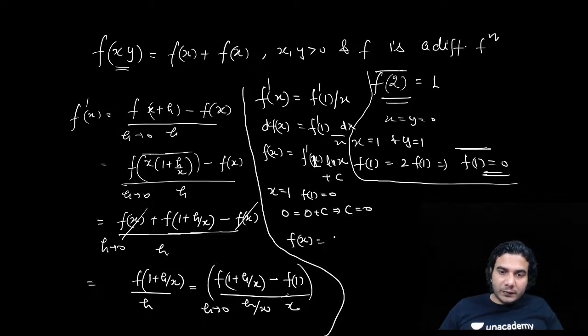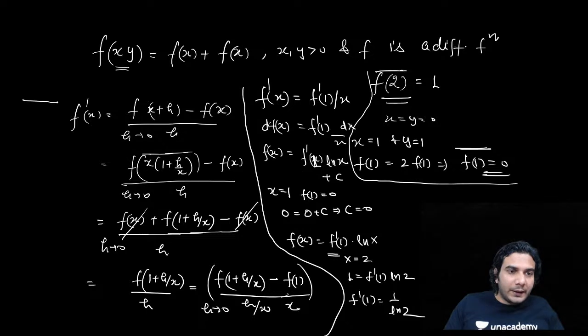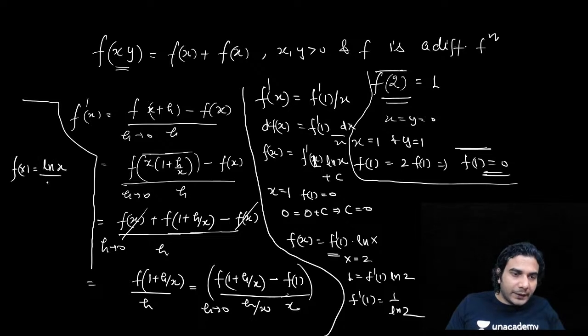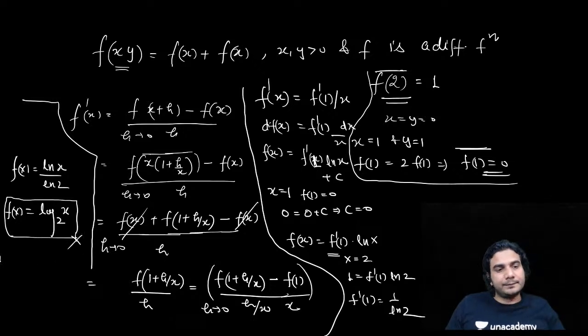Then you'll get f of x is equal to f dash 1 into ln x. Now you need to find this constant, f dash 1. So you can use x is equal to 2. Put x is equal to 2 in this, so you'll get 1 is equal to f dash 1 into ln 2. So f dash 1 is equal to 1 upon ln 2. So finally, f of x is going to be ln of x divided by ln of 2, which you can write as log of x base 2. So this is your f of x, log of x base 2.